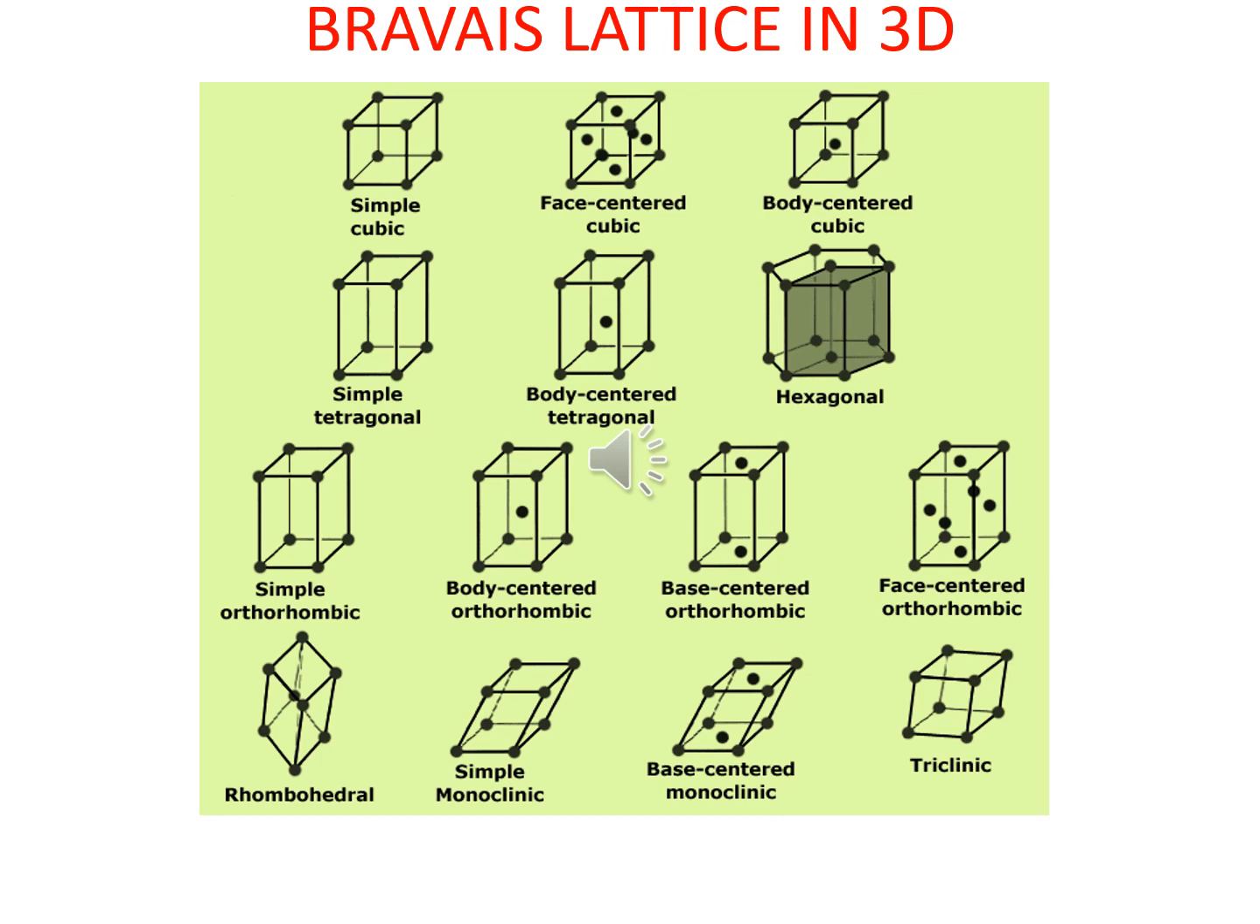Okay, so in total we have 14 Bravais lattices, and namely they are simple cubic, face centered cubic, body centered cubic, simple tetragonal, body centered tetragonal, hexagonal, simple orthorhombic, body centered orthorhombic, base centered orthorhombic, face centered orthorhombic, then rhombohedral, and then after that simple monoclinic, base centered monoclinic, and triclinic. So these are the 14 Bravais lattices in 3 dimensions.